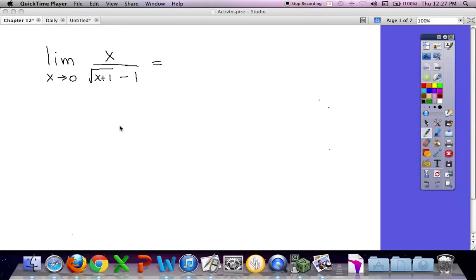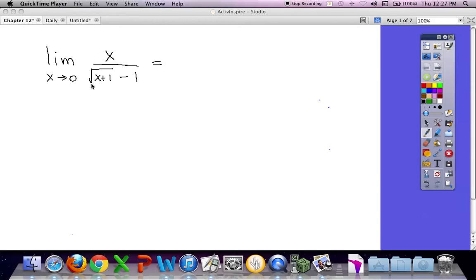This is example 3 in the textbook. And again, we're using that limit notation. We're saying, what's the limit of this function if I let x approach 0? Well, what would I get if I tried to actually plug in 0 for x?